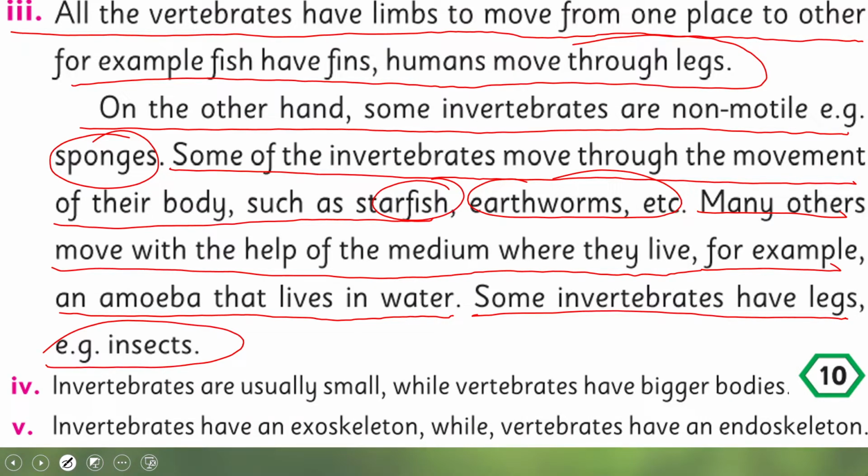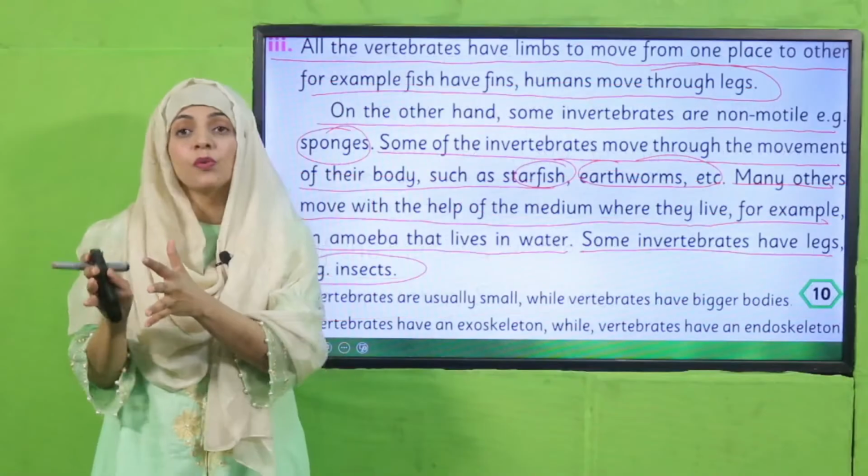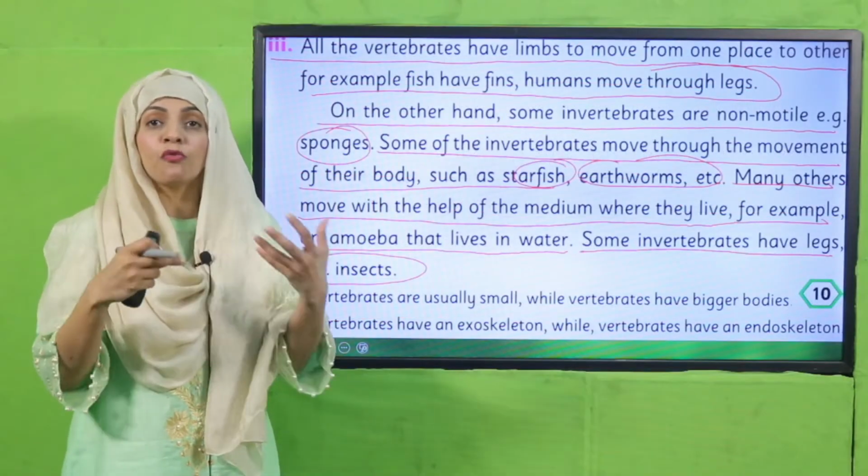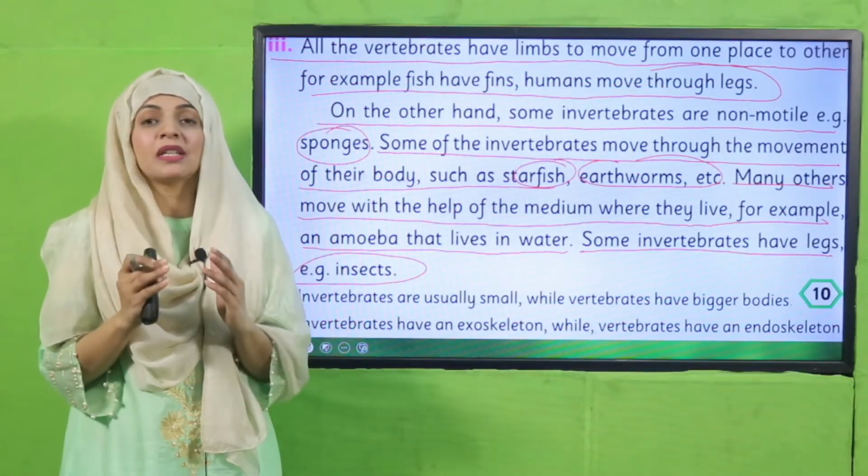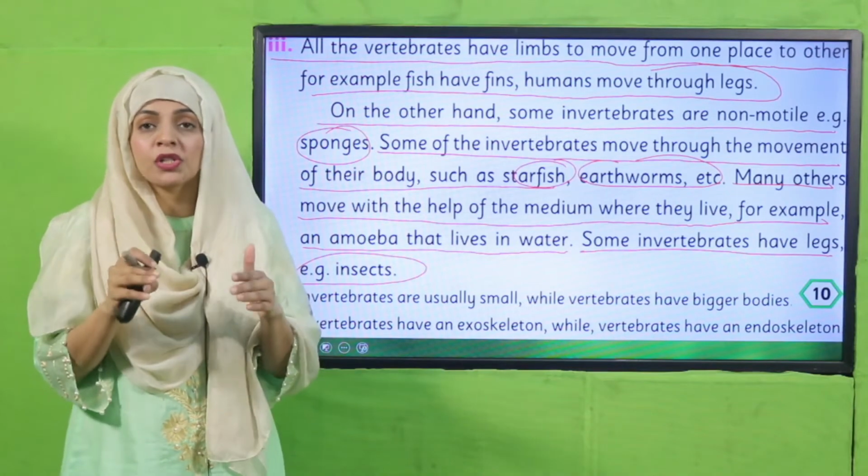So my dear students, the third difference between the vertebrates and invertebrates is about their movement, that how they move. Vertebrates have developed organs through which they can move.